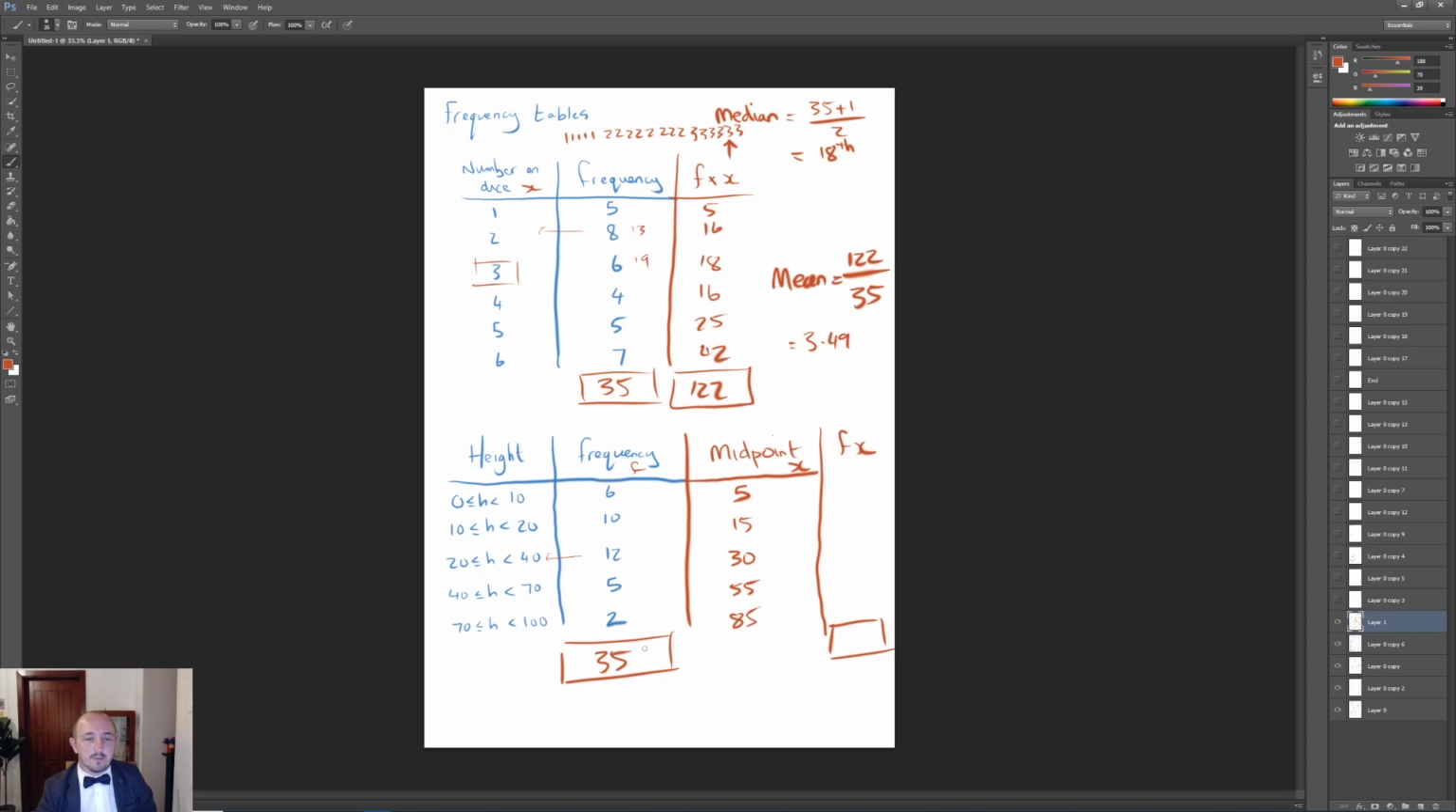If you want to find the median, then again we have our frequency here, so 16, 28, 35, okay, and we're looking for the 35 plus 1 over 2, which is the 18th position again. So we go 6, 16, 28, so it's going to be somewhere in that group there. We don't know exactly what it is, so we can only put the class, the whole 20 to 40 bit, as our answer for the median.